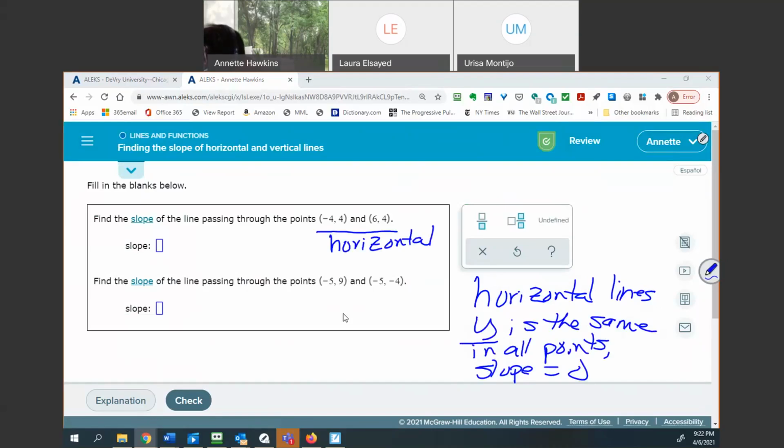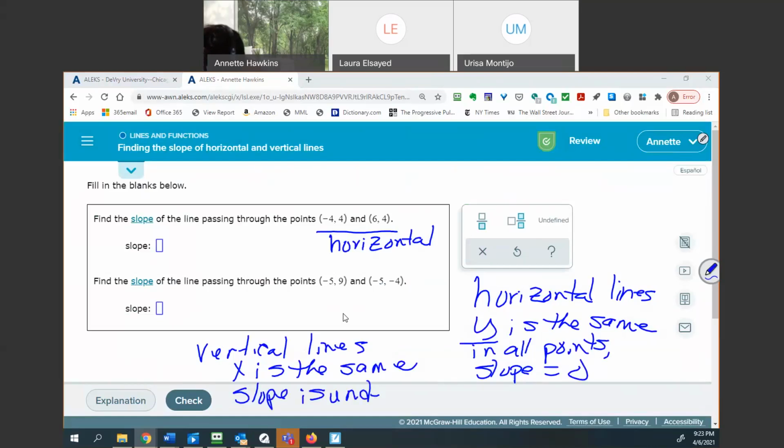And with vertical lines, x is the same, and the slope is undefined. This is just some information that you can keep with you. But let's go through and find these slopes.